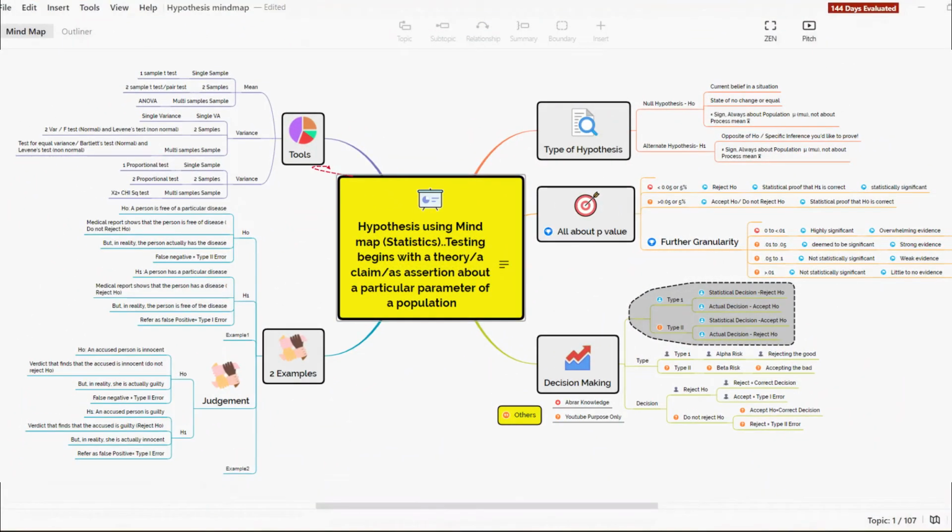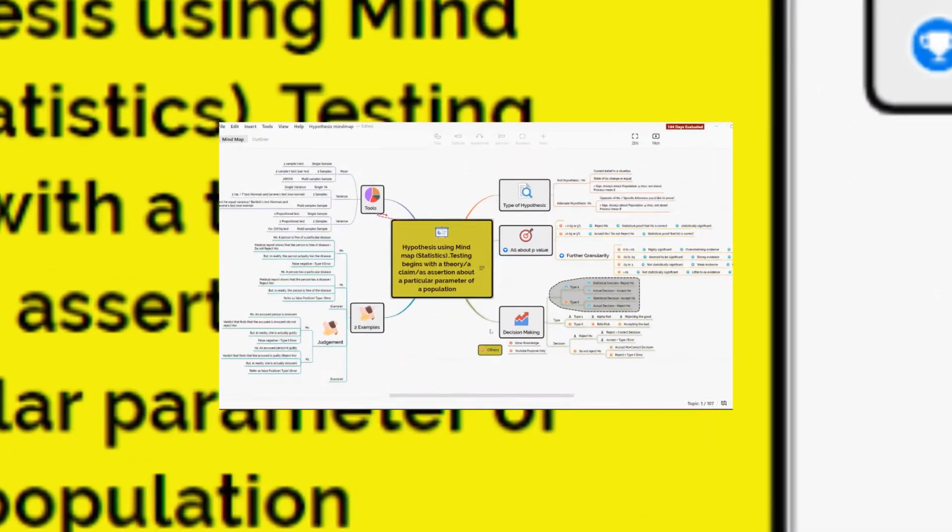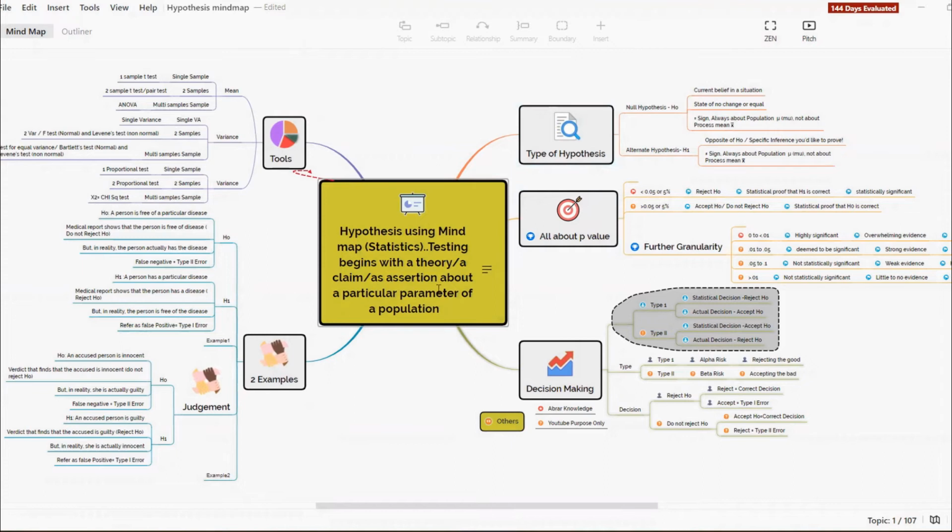Today we are going to discuss hypothesis using mind map, and this is the typical mind map one, and we are going to discuss more from the statistic point of view. Just see what is statistic. Statistic testing begins with a theory, a claim, or an assertion about a particular parameter of a population, right? In order to test the population, we do that testing in order to arrive at a conclusion.